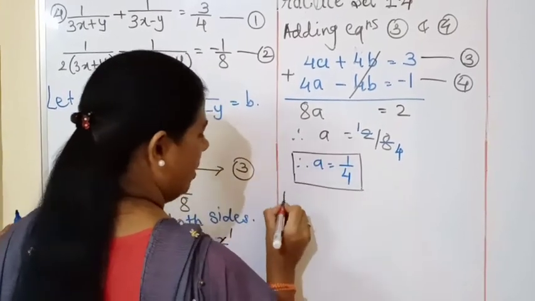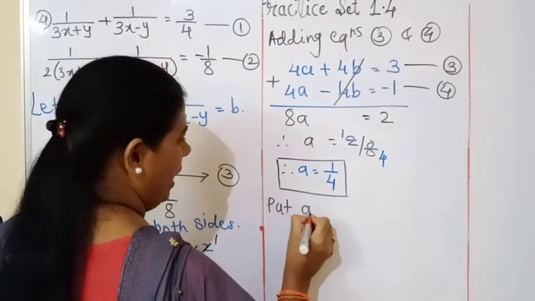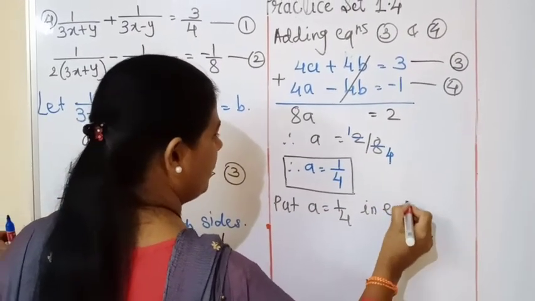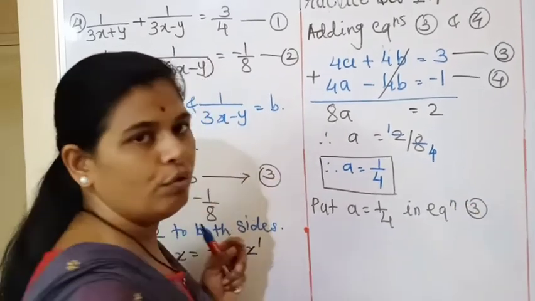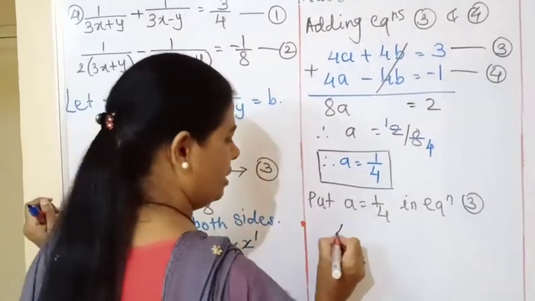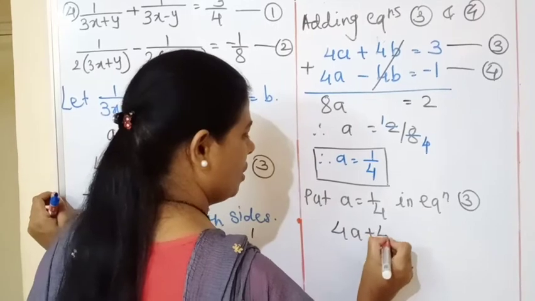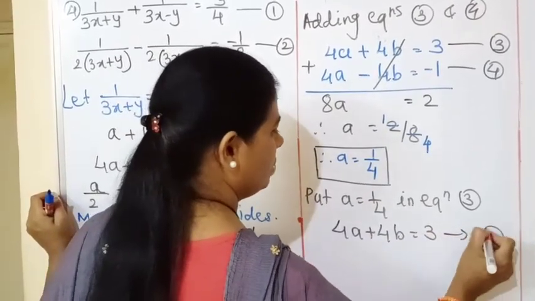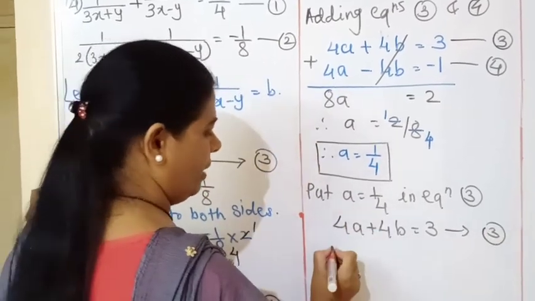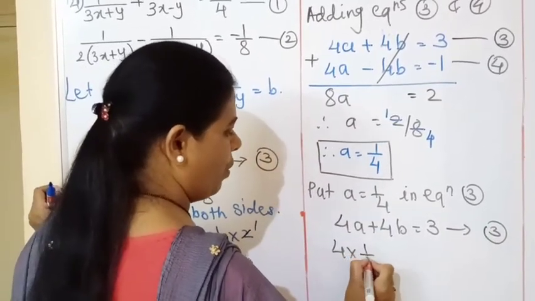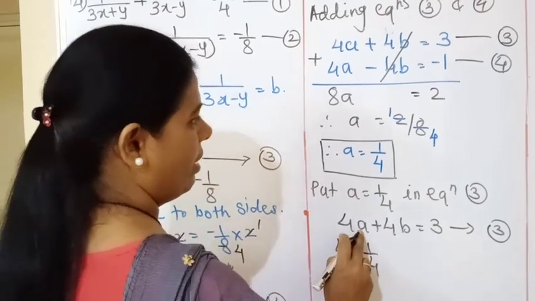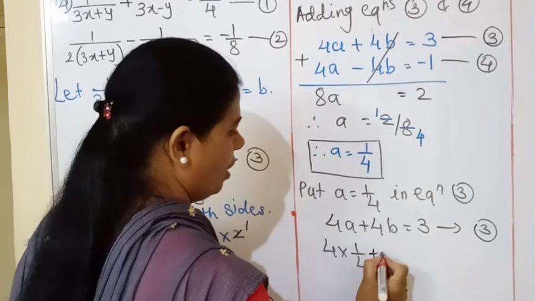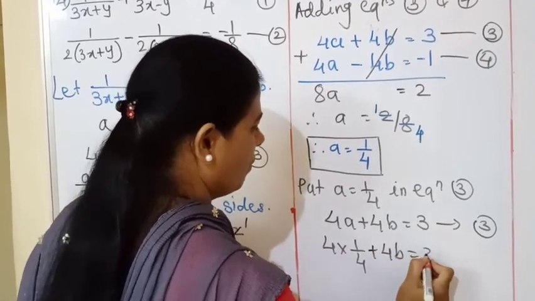Now what we will do now, put a equal to 1 upon 4 in equation 3. Okay, and then we will find the value of b. Now equation 3 is 4a plus 4b equal to 3. This is our equation number 3. We will place the value of a, that will be 4 into 1 upon 4. What is the value of a? We have got a equal to 1 upon 4. We have placed the value, plus 4b equal to 3.